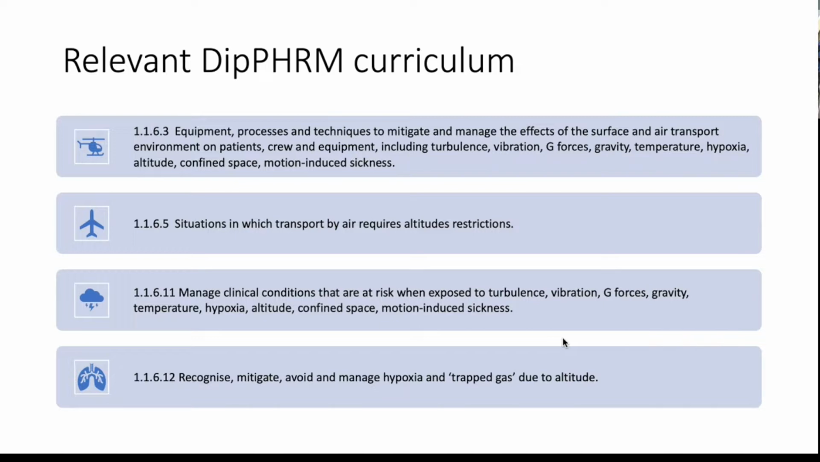So it's essentially looking at the equipment and processes and the techniques used to manage all the various different physical effects that occur during transfer, including turbulent vibration, G-forces, etc. When you might consider a cabin altitude restriction, some of the clinical conditions that need specific management regarding all those physical principles of transfer, and then specifically just thinking about trapped gas and altitude.